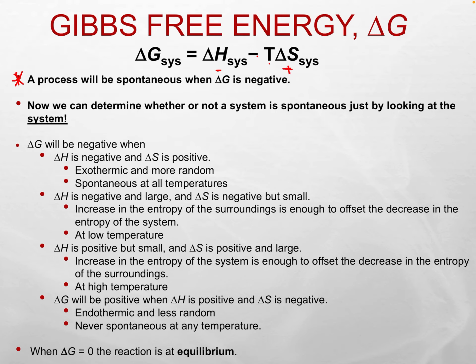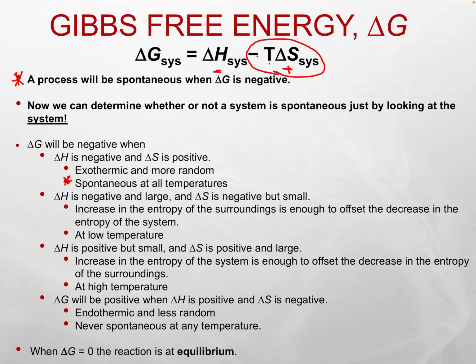That will make this whole thing negative essentially, right? Because we've got a positive times this negative here. So it'll be a negative minus more stuff, and so delta G will always be negative. So it will be spontaneous at all temperatures if delta H is negative and delta S is positive.